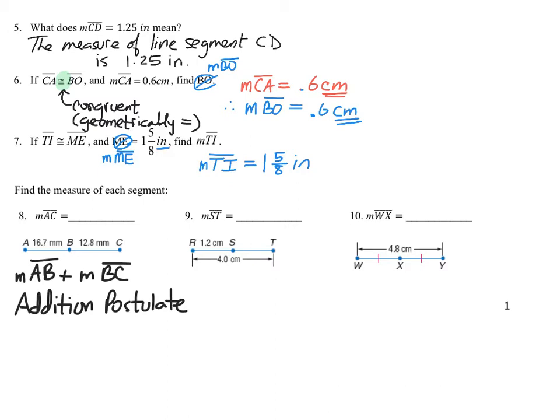I mean, that didn't really add too much to the plot, but really it's just some kind of an assumption or something that's assumed to be true. But the reality is, in this case, all we're doing is we're taking the 16.7 and adding to it the 12.8.